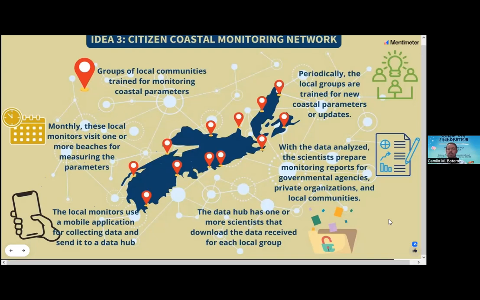Then they will go there and we have the groups, four or five people, and we will train them about what is and how to measure the waves, the currents, the dunes, the vegetation, also some fauna, about the human impacts. And after that, the idea is that monthly these local monitors visit one or more beaches for measuring these parameters. This is the idea of this citizen coastal monitoring network.